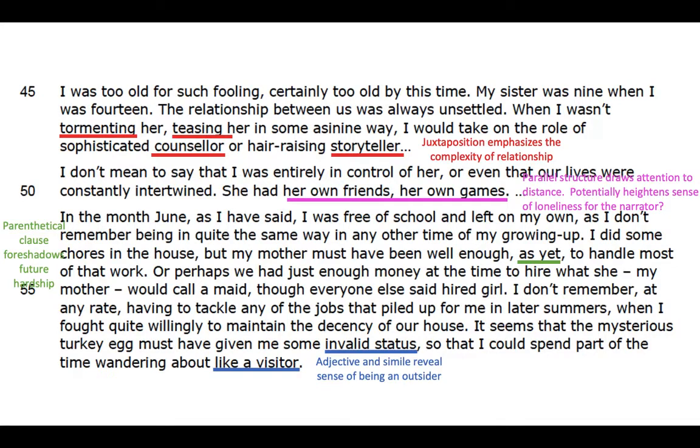And then there's a sense here, I'd say, of a bit of distance. She says, "I wasn't entirely in control of her. We weren't always intertwined. We weren't always together. She had her own friends, her own games." That parallel structure draws attention to the distance, her own.